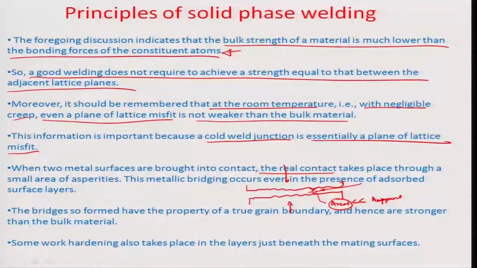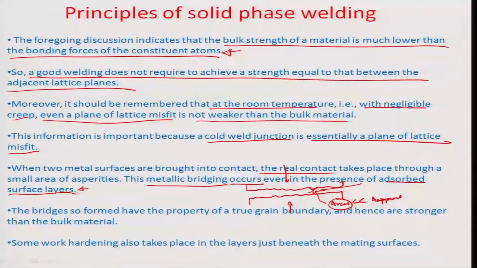level, and there is some kind of deformation of these two asperities which results in a cold weld. And because obviously you have brought them closer, the bulk strength is exceeded at that particular level, and this metallic bridging occurs even if there is some kind of adsorbed surface layer, like an oxide or some oil, present. Still this metallic bridging occurs very well.